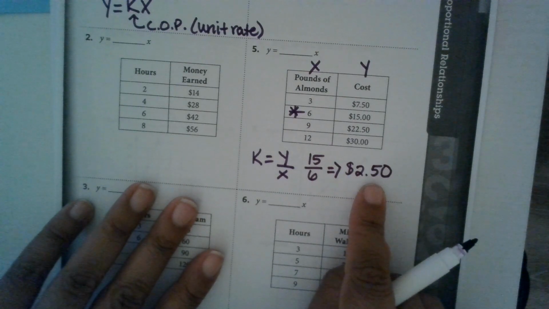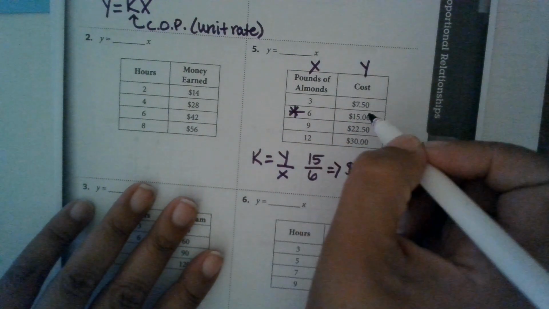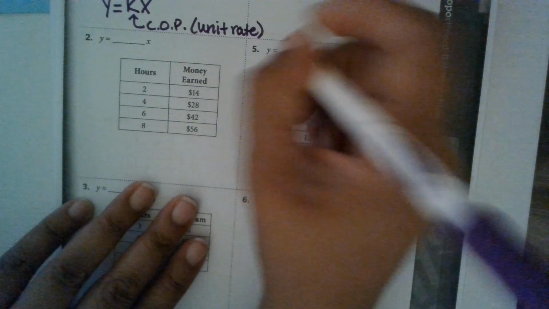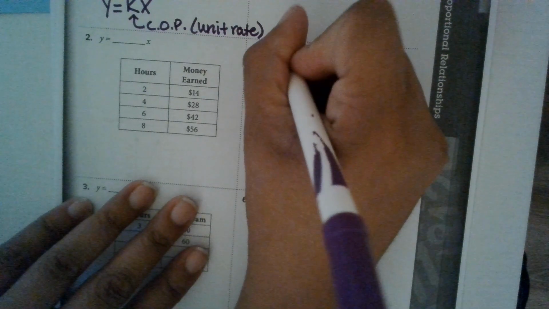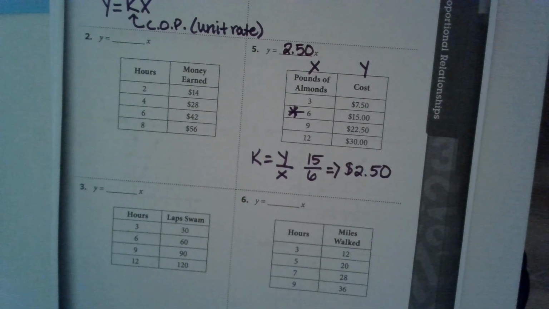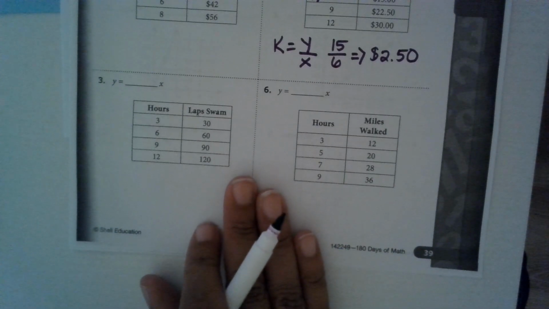That is your K, meaning 3 times 2.50 is $7.50. 3 times 2.50 is $15. So your magic number is 2.50. So your equation is y equals 2.50x. And then we'll do one more. Let's do number 6.